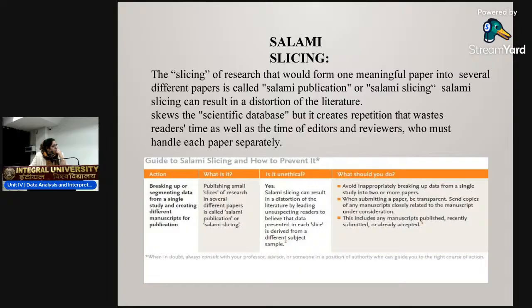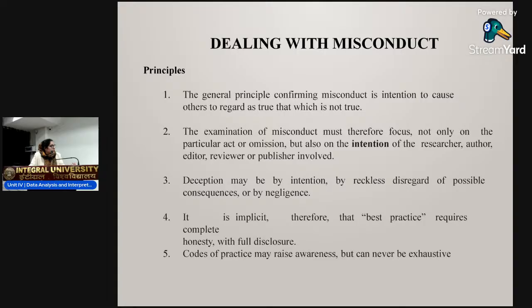Why is it an unethical practice? Because it screws the scientific database. It creates repetition that wastes not only readers' time but also reviewers' time. Fine. Time is money. Time is important.